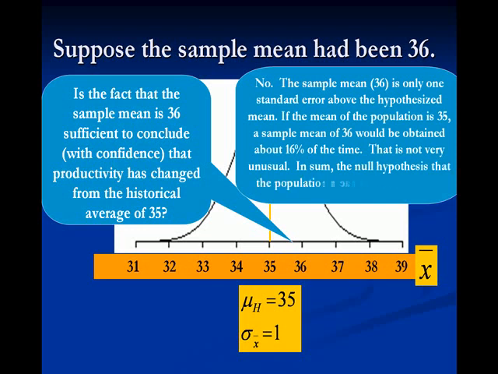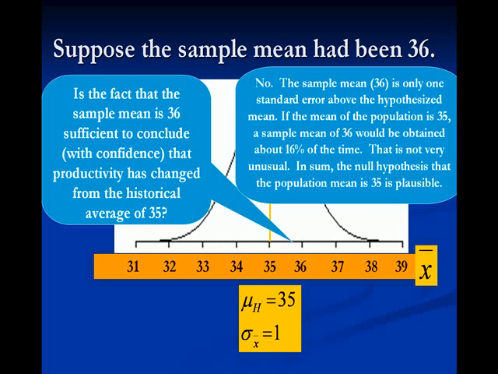Remember, we're talking about 36 or more, so if we're 1 standard deviation away from 35 to 36 is about 34% of the data, or 0.3413 if you're using the Z table. And that would leave about 16% in the tail. If the population mean is 35, there's about a 16% chance of getting a sample mean above 36.